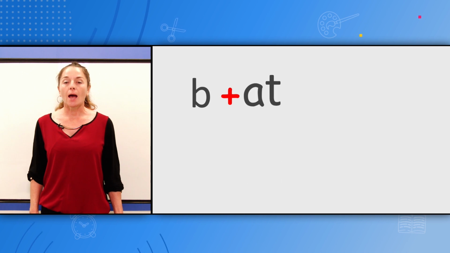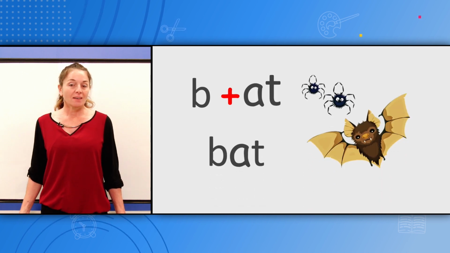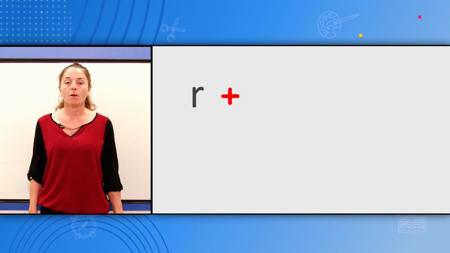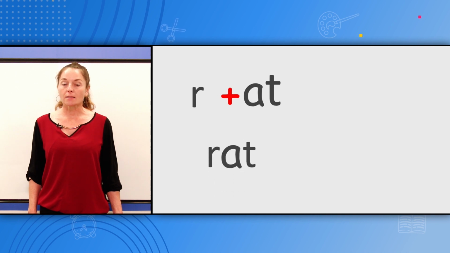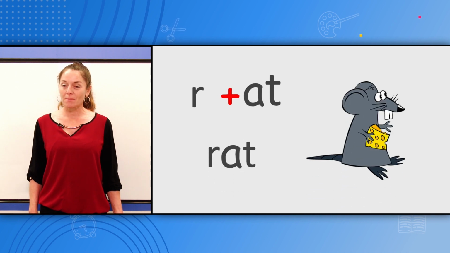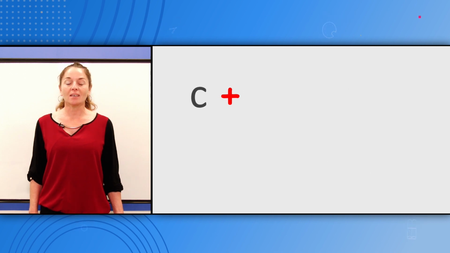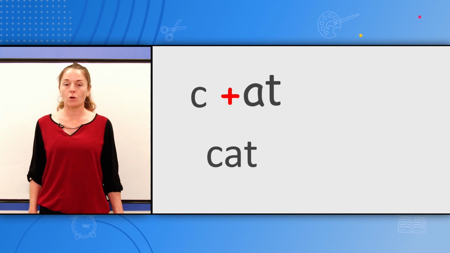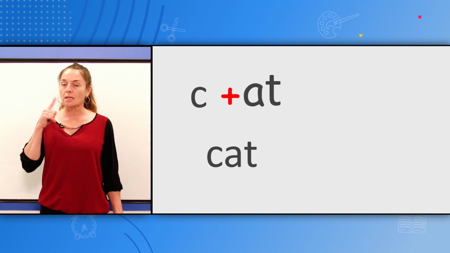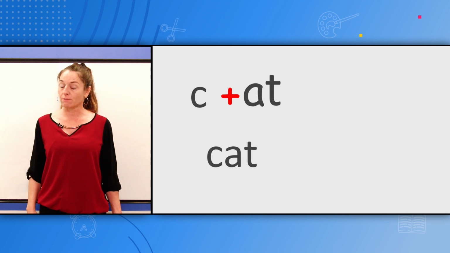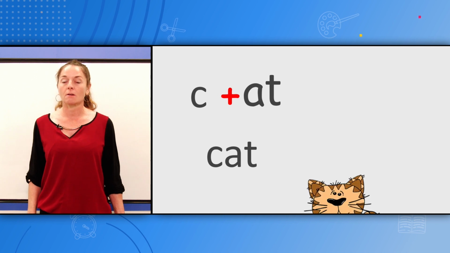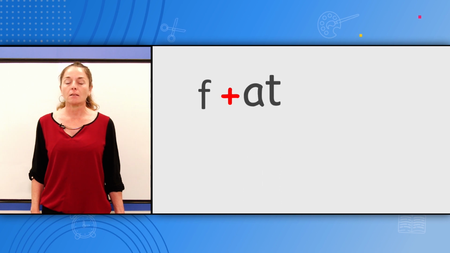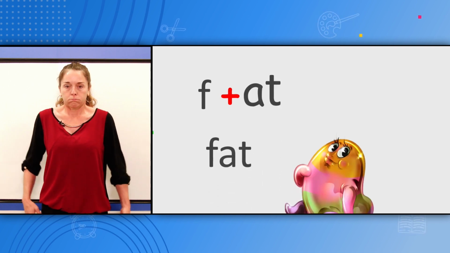B, at. Bat. Come on, Batman, you know this word. R, at. Rat. Ratatouille, you remember him? Okay. K, at. This is easy. You know this word. See, look at the word cat. Can you see the special A? It's a different font, but it's the same sound. Cat. F, at, fat.